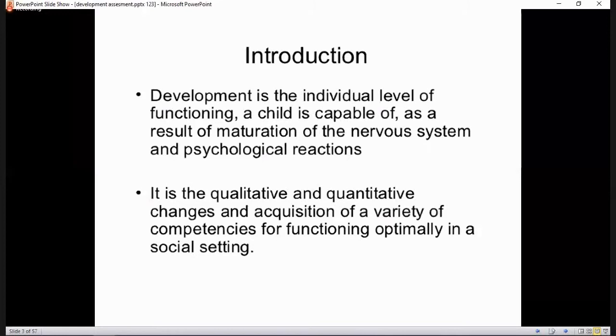So development is the individual level of functioning a child is capable of as a result of maturation of the central nervous system and psychological reactions. It is quantitative and qualitative changes and acquisition of a variety of competencies for functioning optimally in the social setting. So whenever there is growth of the CNS, you will find a change in behavior, change in physical parameters like walking, sitting, talking, listening, and of course the eye movements.